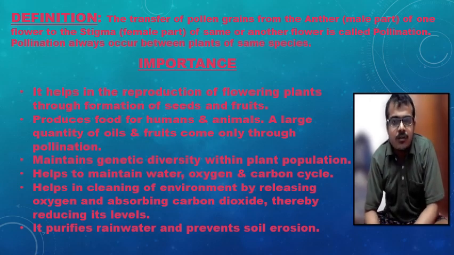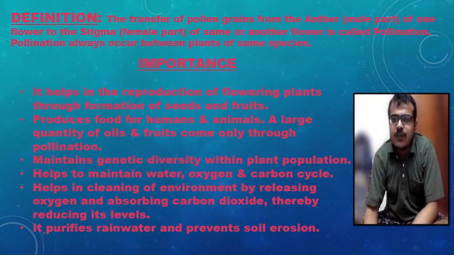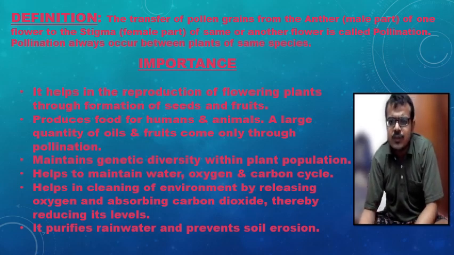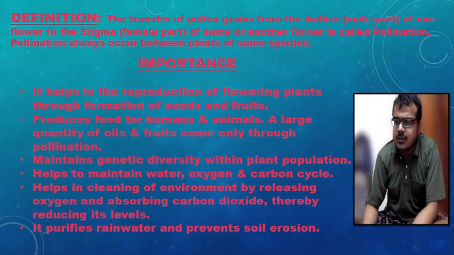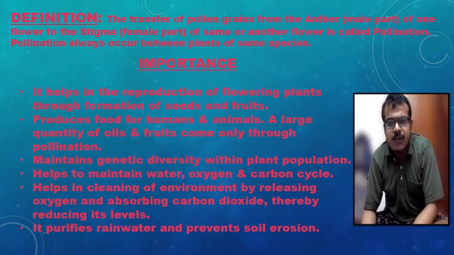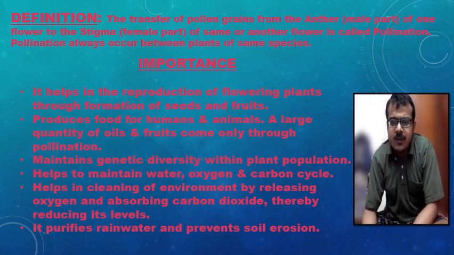Okay, and now we come to the importance. Pollination helps in the reproduction of flowering plants, through the formation of seeds and fruits. Number two is that it produces food for humans and animals, because the seeds and fruits which are produced through pollination are consumed as food by humans and animals. And it maintains genetic diversity within plant populations, because pollination produces a large and diverse variety of plants.